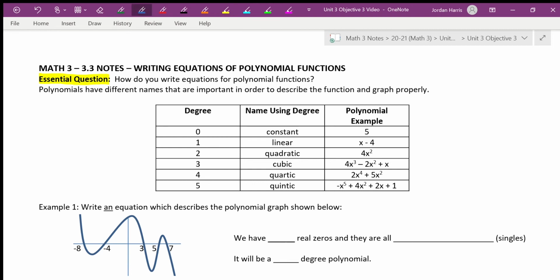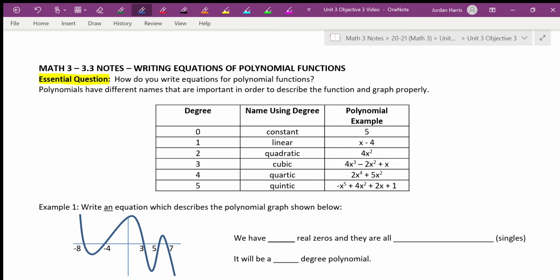We've been using a lot of these names, but now we're going to go through them. So degree of 0, meaning no variable at all, we call that a constant. It's just a number, no x's. Degree of 1, meaning the x is just the first power, we call that linear. Degree of 2, x squared, that's a quadratic. Degree of 3, x cubed, that's a cubic.